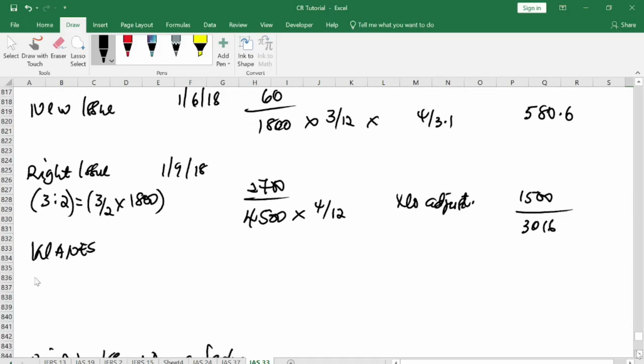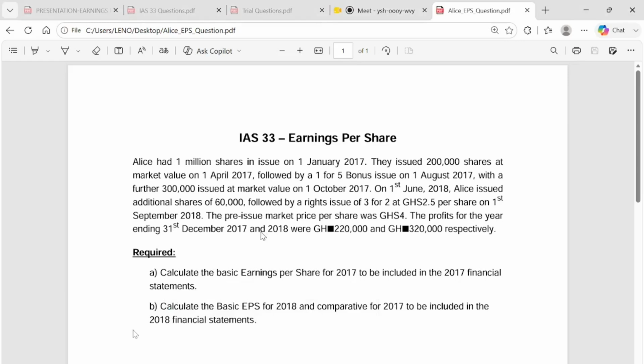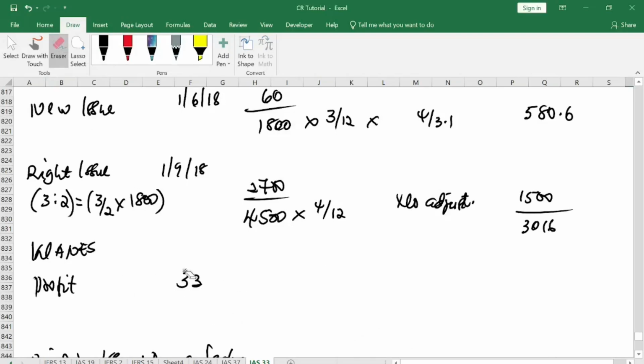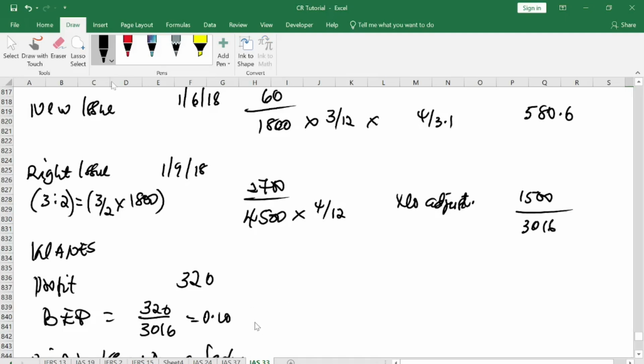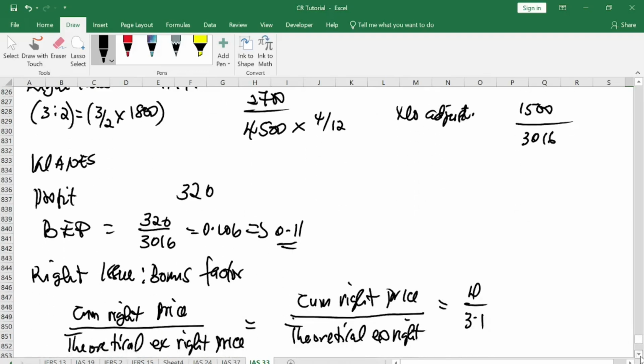Now in the question they say what is the profit? Let's check the profit. The profit is 320. So now we know our profit will be 320. Now we can calculate our basic earnings per share, which is profit, 320, over our weighted average shares, giving 0.16. We can approximate it to 0.11. So that is about it.